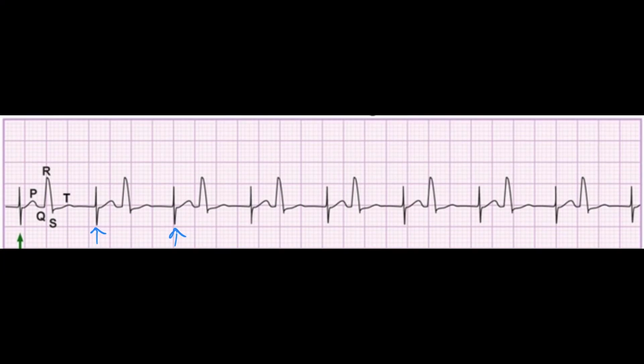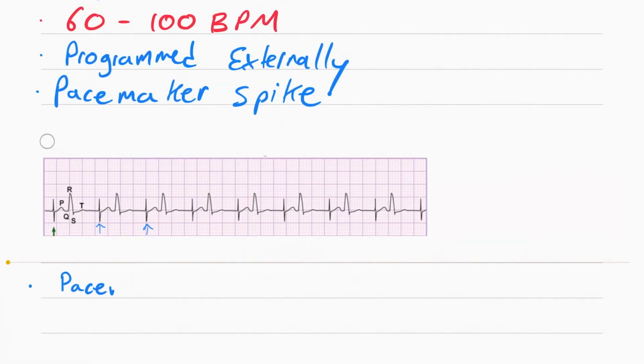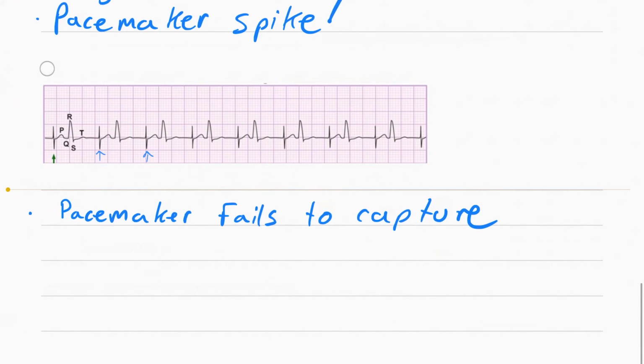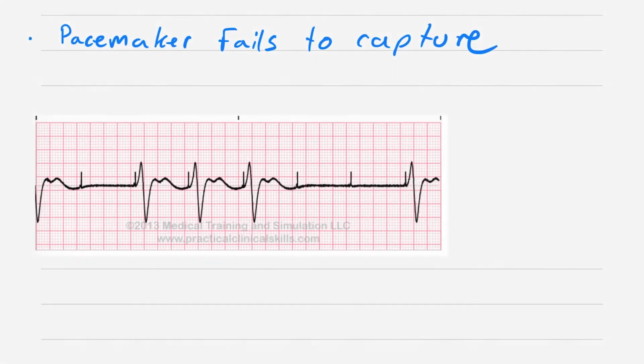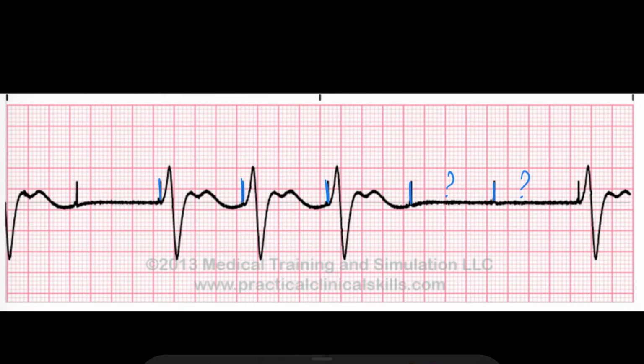If a pacemaker spike is not around the P wave and there's no QRS after the pacemaker spike, that means the pacemaker has failed to capture. This means there's issues with a pacemaker that need to be resolved.